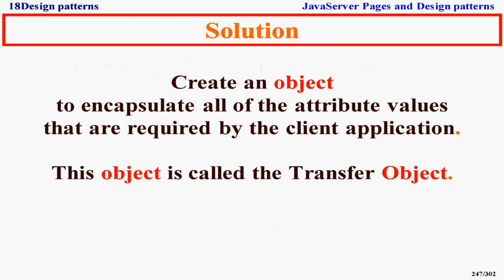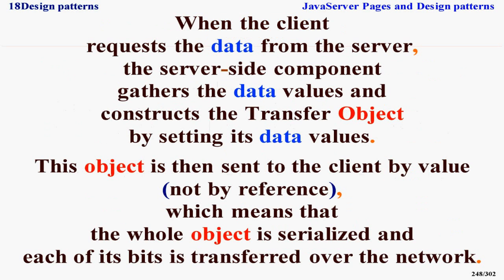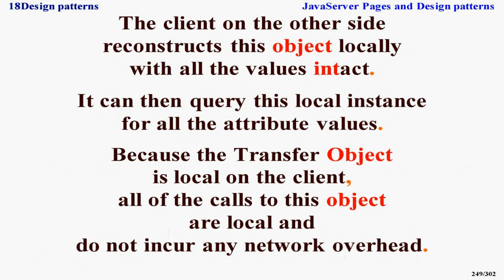Solution: create an object to encapsulate all of the attribute values that are required by the client application. This object is called the transfer object. When the client requests the data, the server-side component gathers the data values and constructs the transfer object by setting its data values. This object is then sent to the client by value, not by reference, which means that the whole object is serialized and each of its bits is transferred over the network. The client on the other side reconstructs this object locally with all the values intact.